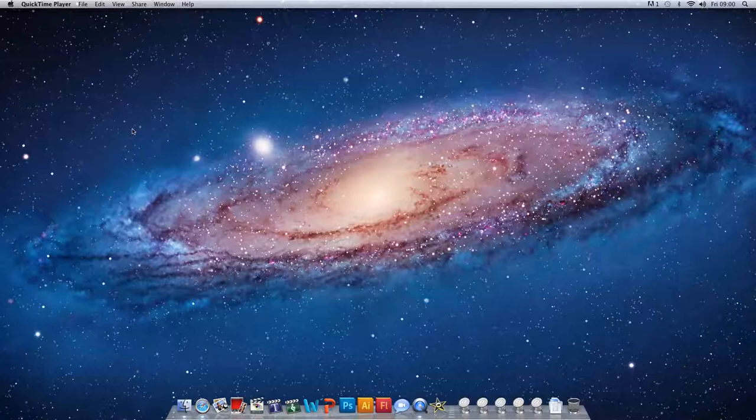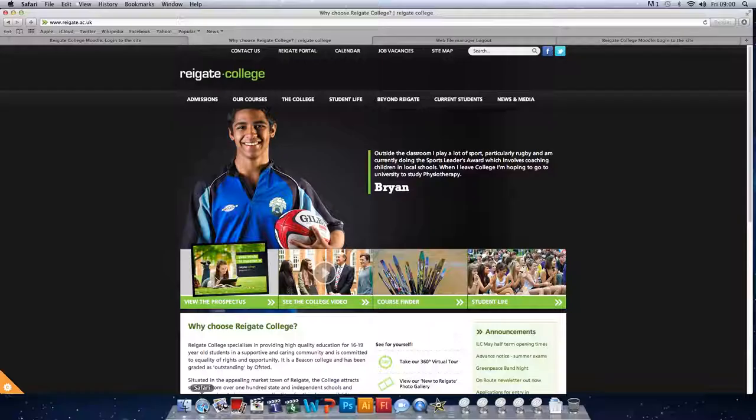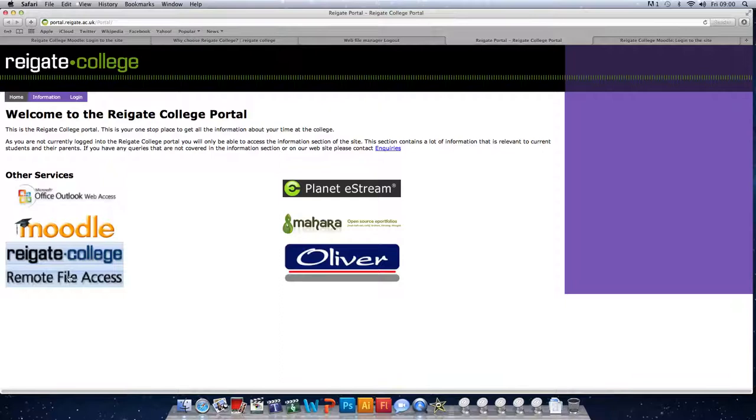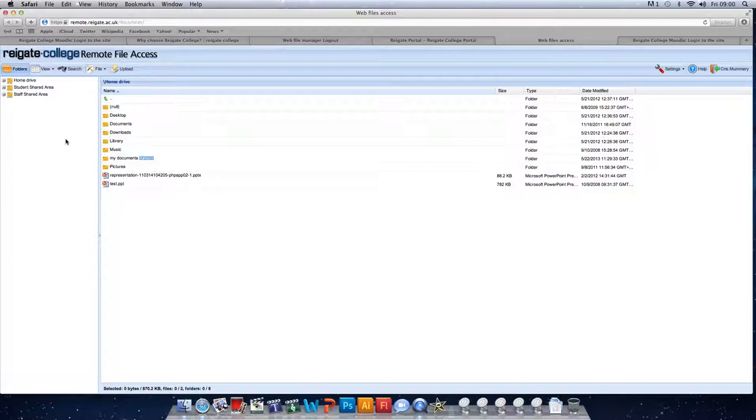To the closed study film. So if you haven't already got copies of the films, you haven't dragged them over from the student shared area, and you won't really have to do it from home, the best way to do it is to go onto the college website. So if you go onto the web browser, go onto the college website, reigate.ac.uk, click on the portal, then you've got this remote file access. It'll ask you to log in. Once you've logged in, you basically just click on student shared area.